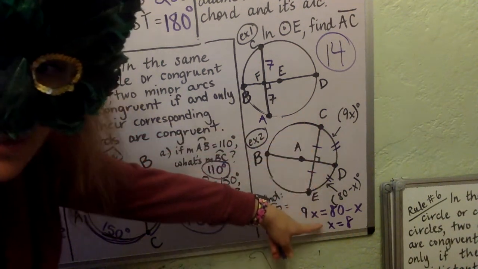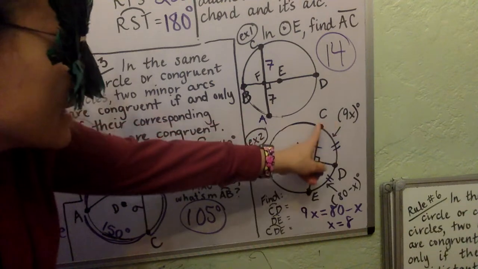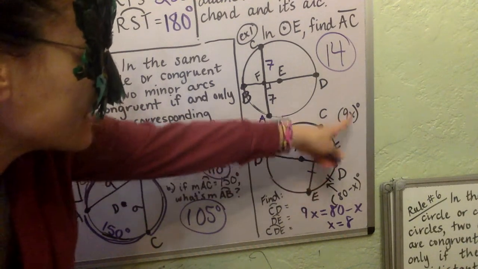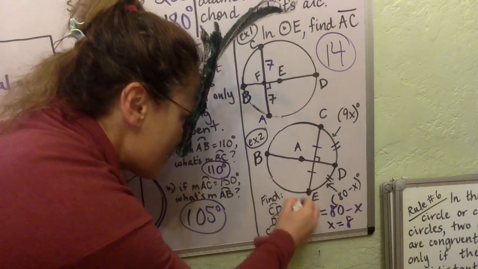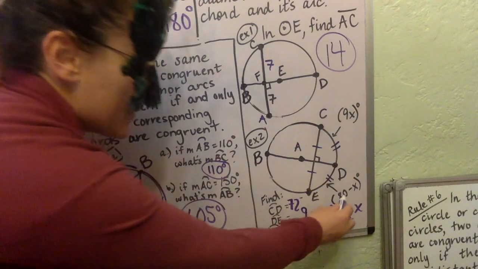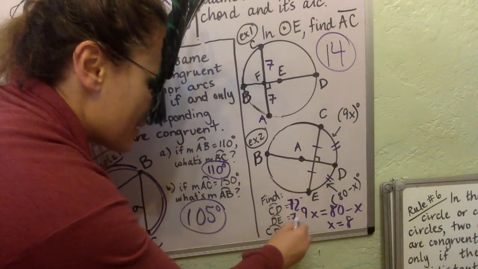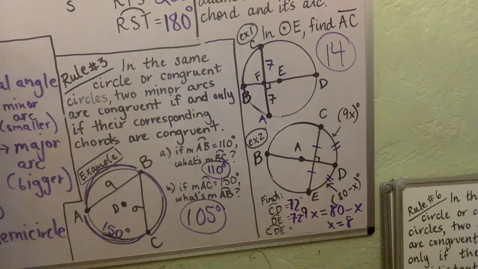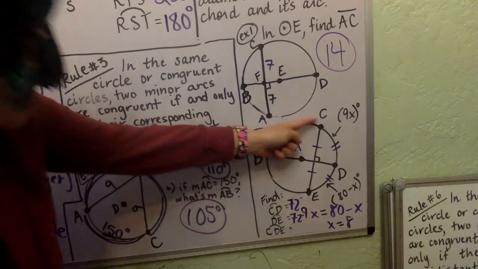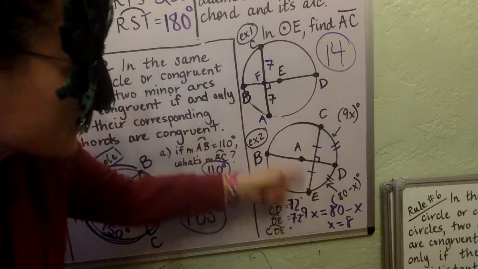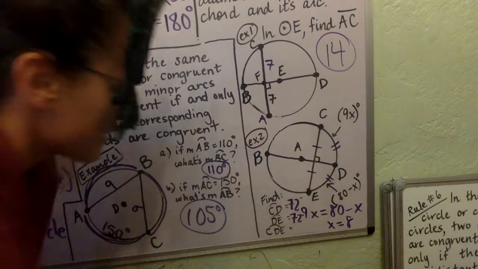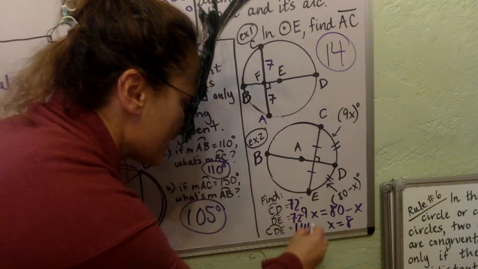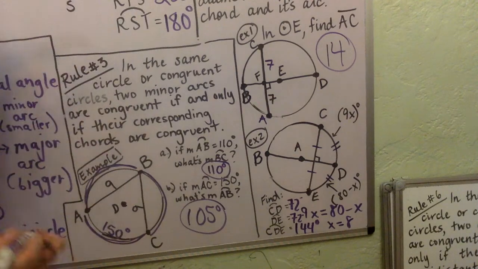Well, if we now know that x is 8, then that means C to D, that arc is 9 times 8. That means it's 72 degrees, okay? If we do 80 minus 8, that's also going to be 72 degrees for DE, okay? And then C to D to E, so this whole thing has got to be 72 plus another 72. That would be 144 degrees.